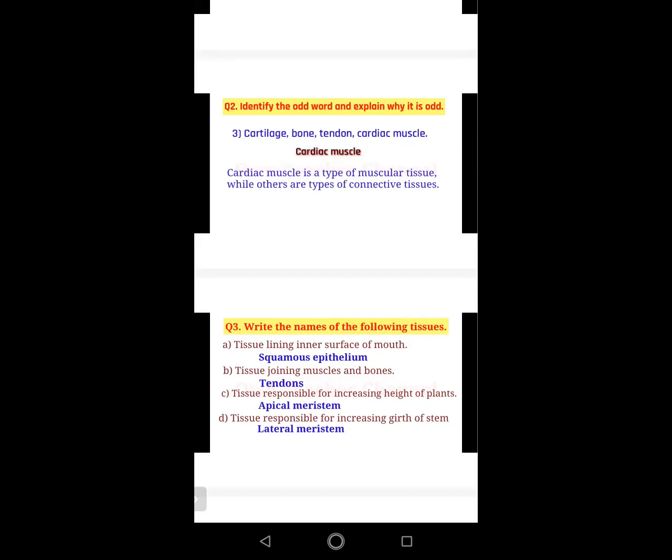Question number D: tissues responsible for increasing the girth of the stem. It is not birth, it is the girth of the stem. What is that? That is lateral meristem.